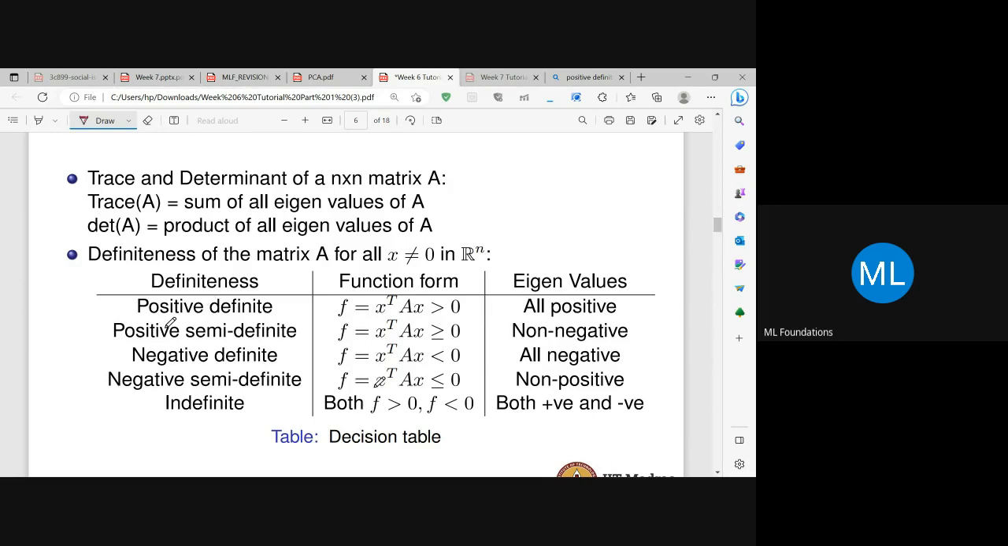Mostly it will be asked regarding positive definite, so the starting four will be asked: positive definite, or maybe positive semi-definite, negative definite, and negative semi-definite. You just have to see this method only. There are other methods also, but for now we should not be considering them. Just calculate the eigenvalues and see which type of matrix it is.